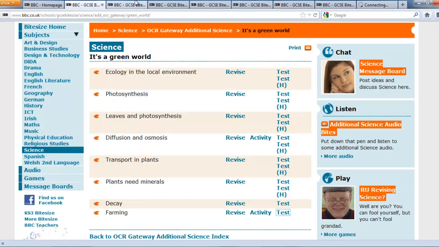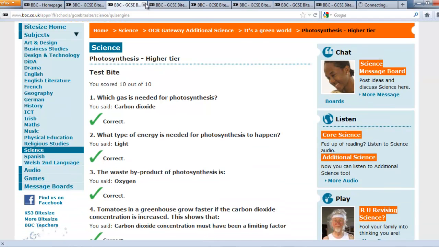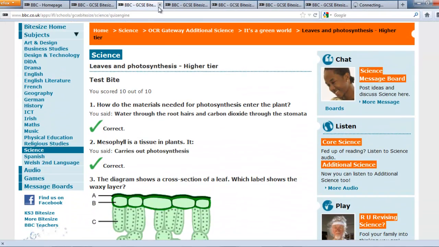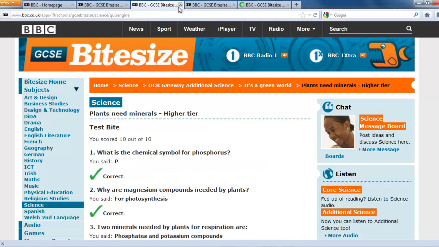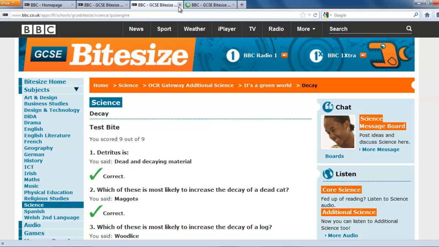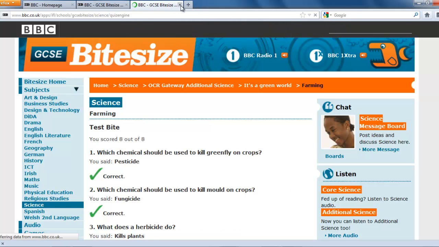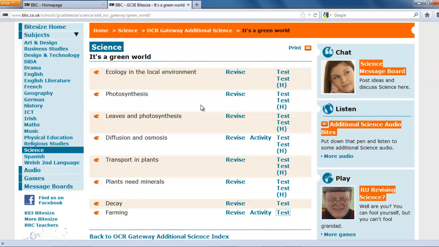Okay, let's check. 10 out of 10. Correct. 9 out of 9. 10 out of 10. 8 out of 8. And this is why I don't like pesticides. It's too easy. Too easy. Swear down.